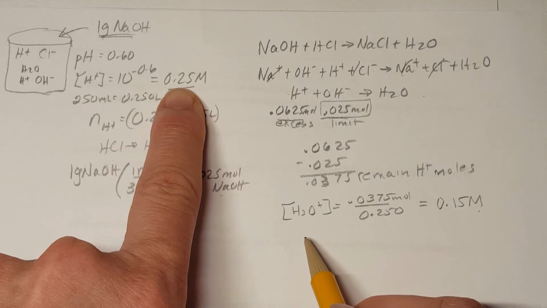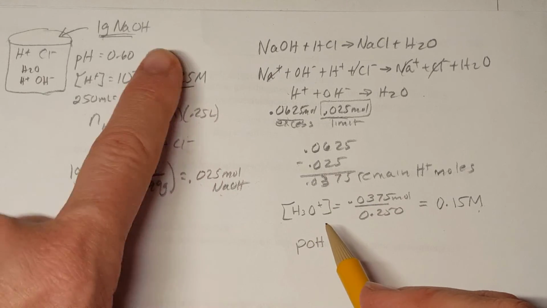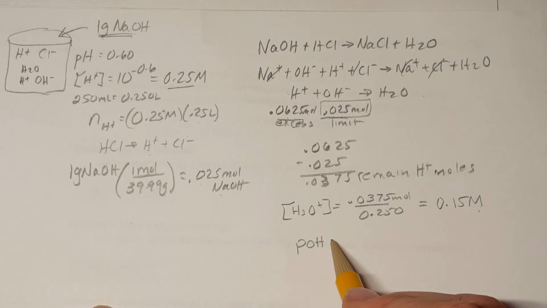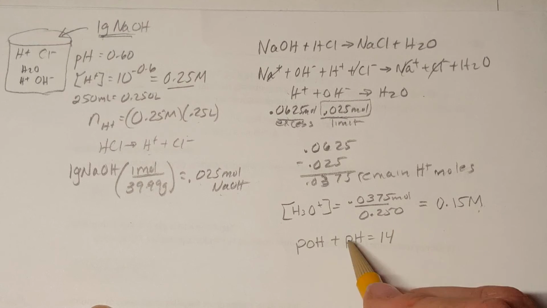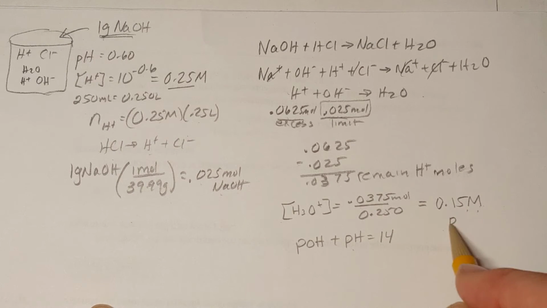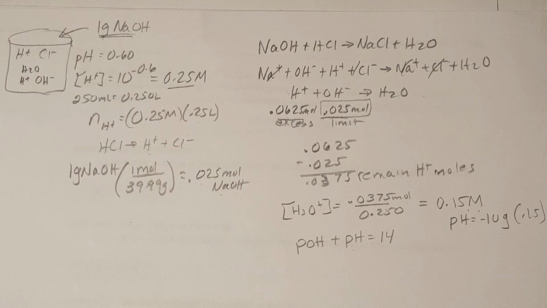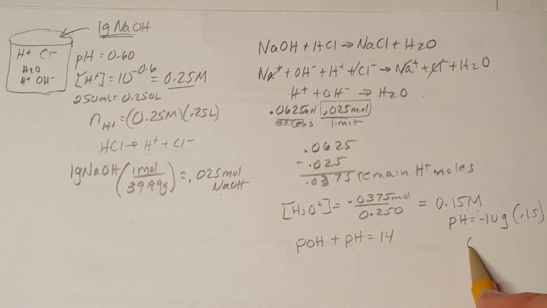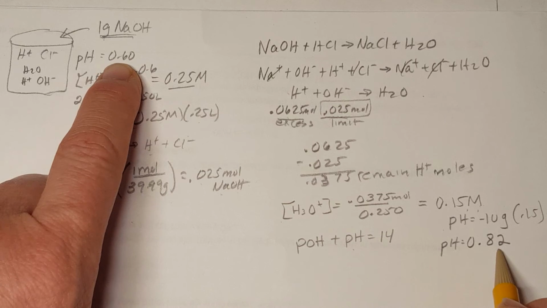Now the question asks, what is the pOH after the addition of the sodium hydroxide? So we know pOH plus pH equals 14, so let's find the pH from this concentration of H+. So the pH is negative log of 0.15, and when you do that, negative log of 0.15 comes out to be 0.82. That's the pH. So the pH went up, which makes sense. If the pH is going up, it's becoming less acidic. Some of the hydrogen ions are being used up.